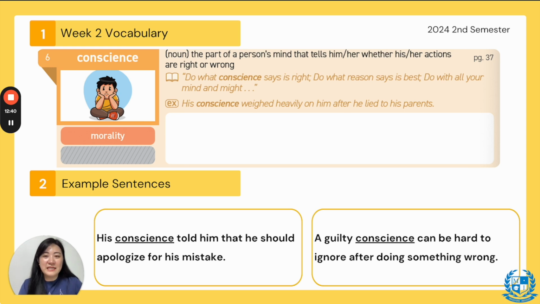In the book it says, do what conscience says is right. Do what reason says is best. Do with all your mind and might. This was the poem, right? Conscience. So do what your conscience says is right. Listen to your heart.